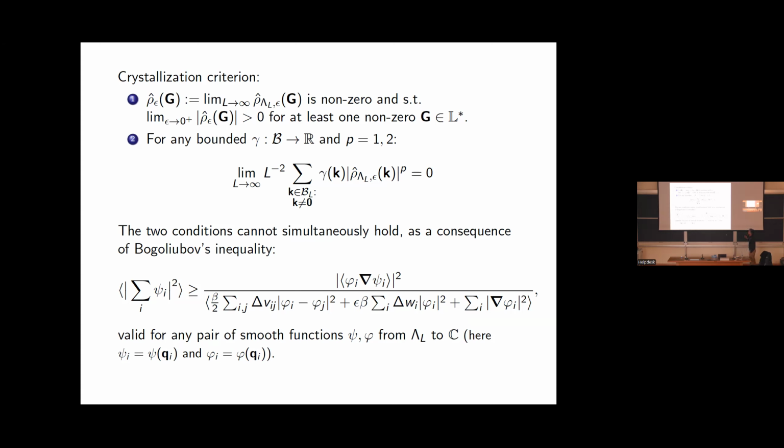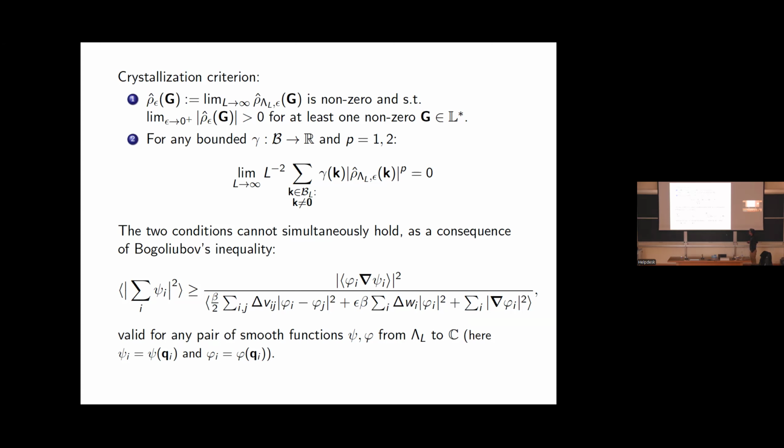Anyway, I would like not to go back to the justification of this. There is some justification also in the notes I sent to Serena, which you will download. So what I already anticipated yesterday: these two conditions cannot simultaneously hold as a consequence of Bogoliubov's inequality. As I told you yesterday, the proof of this is a simple consequence of the Cauchy-Schwarz inequality with a suitable choice of the two functions to be chosen in the Cauchy-Schwarz inequality.